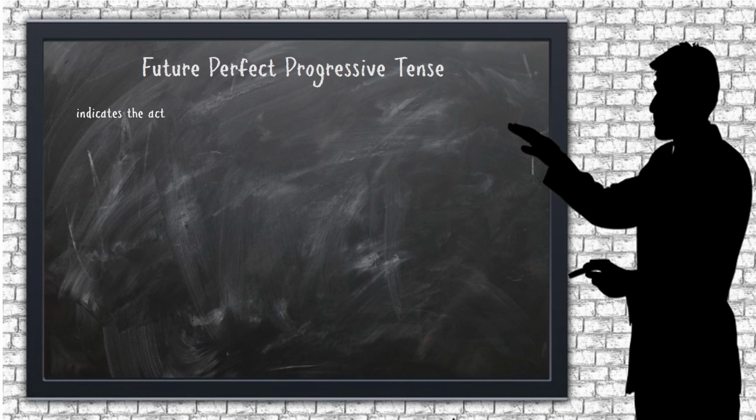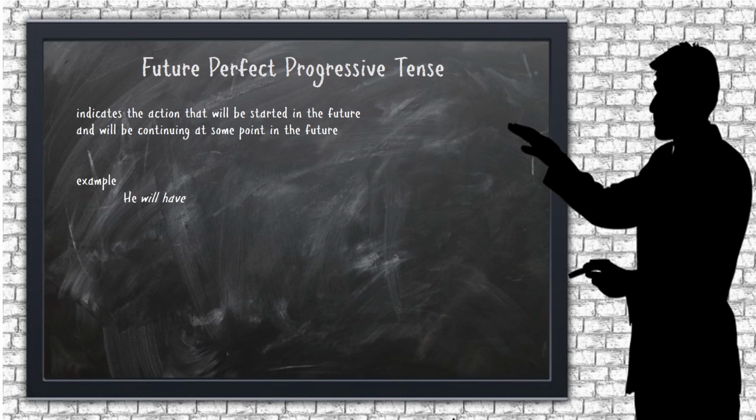Future perfect progressive tense indicates the action that will start in the future and will be continuing at some point in the future. Example: next year, I will have been working here for 4 years. He will have been sailing for 6 hours by the time he gets home. How long will you have been studying when you get your diploma? By 2001 I will have been living in London for 16 years.